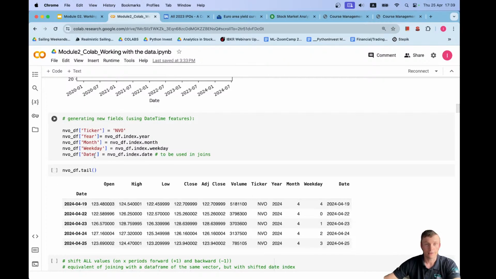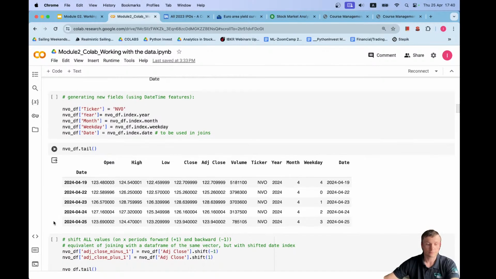The reason why I created exactly the same column as you can see in this index is that this index is not enough if you have many tickers downloaded and stacked one under another. So if I have 33 tickers here, the real index is 2 columns, ticker and date. So you need to redefine the index.